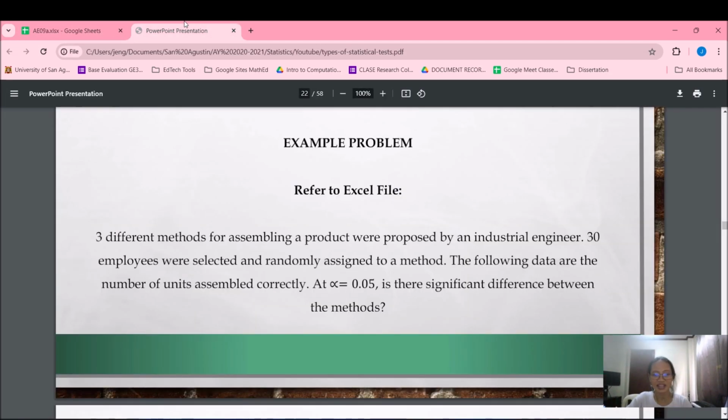So that's where the difference lies between the methods, with treatment A being the superior method.